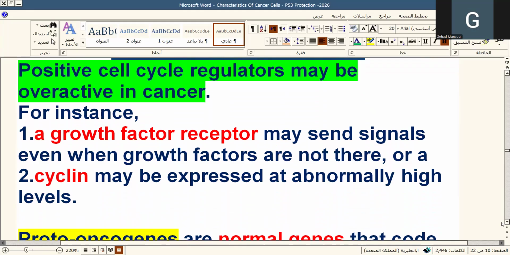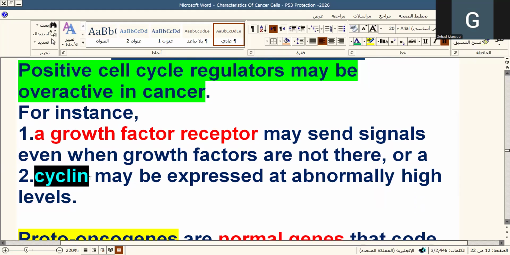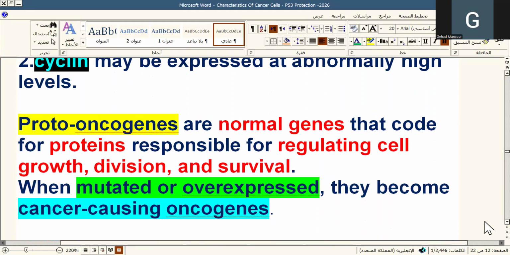So what's the relation between the proto-oncogenes, the oncogenes, and the cell cycle regulators? As we said before, we might see in some cancerous cells that a growth factor receptor is overactivated because of a mutation in the gene, and a cyclin may be overactivated because of a mutation in the gene that is expressed into cyclin. This is related to our topic that we are explaining now, which is proto-oncogenes.